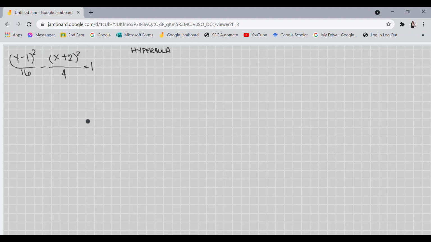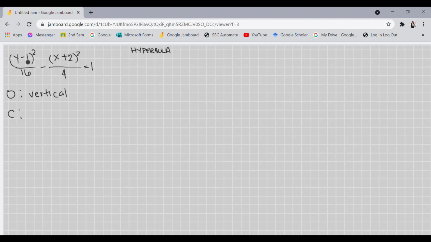If we have this equation for a hyperbola, (y − 1)² / 16 − (x + 2)² / 4 = 1, again, this is a standard form of the equation for a hyperbola. So for the orientation, identify the variable that comes first. In the first term, you see here y. So meaning, this hyperbola is vertical, since y comes first.